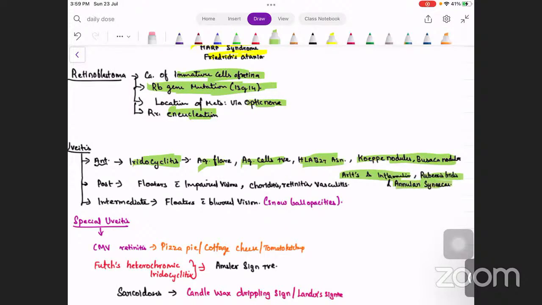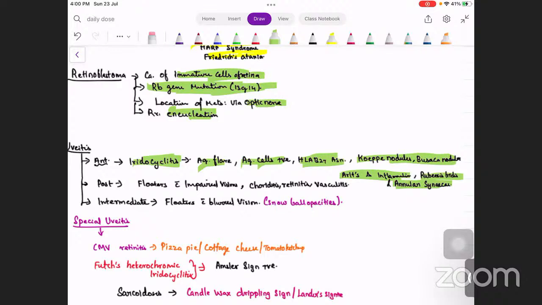So iridocyclitis: aqueous flare, aqueous cells will be positive. HLA-B27 association, Koeppe and Busacca nodules are seen in anterior uveitis.